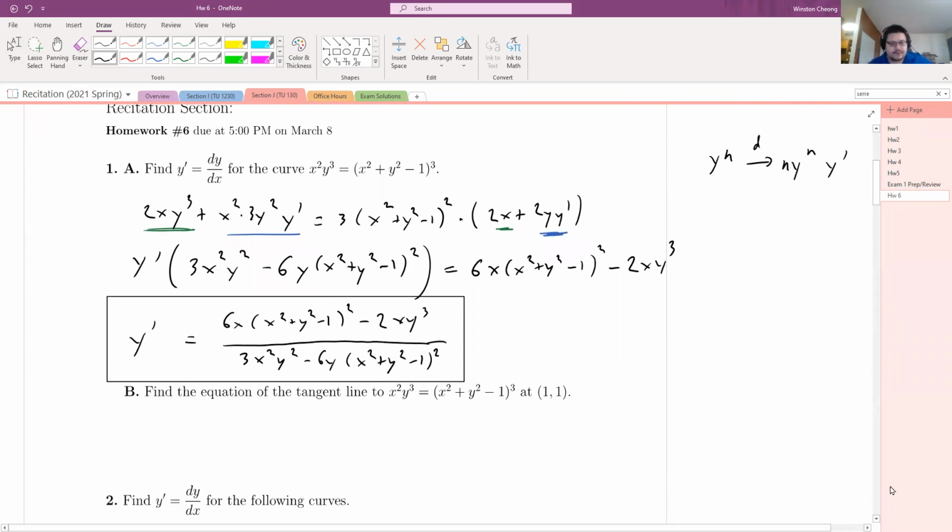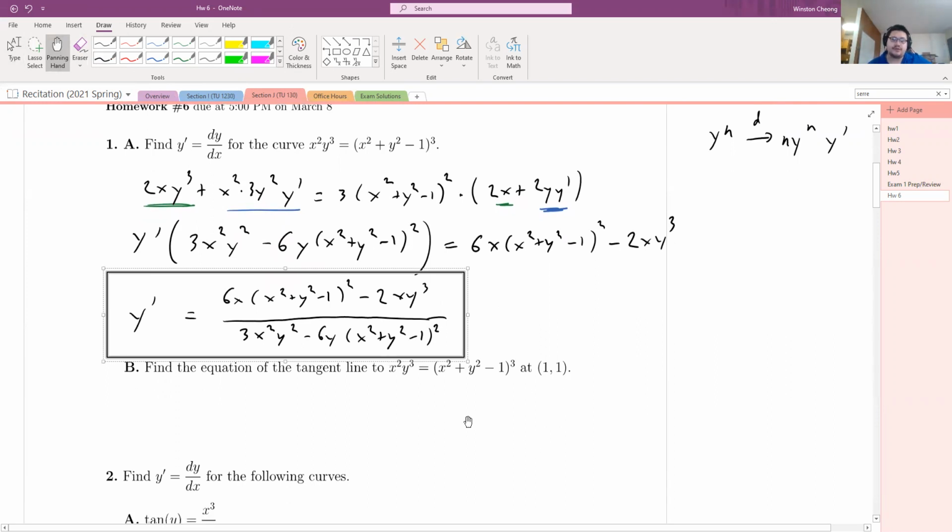Now let's go and think about part B. So notice it wants us to create the equation of a tangent line at this point. And the equation it's giving us is the same equation as above. So really, all we need to do is evaluate this derivative at this point. So remember the process of doing a tangent line. We need a slope and we need a point on the line.